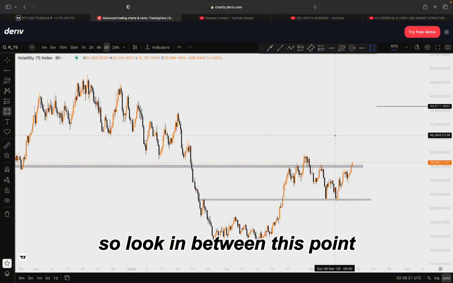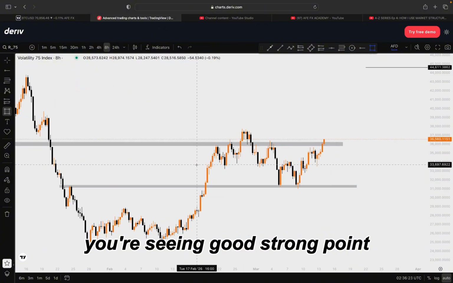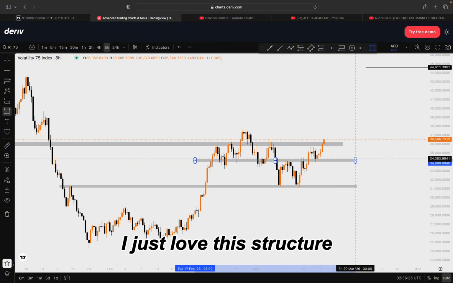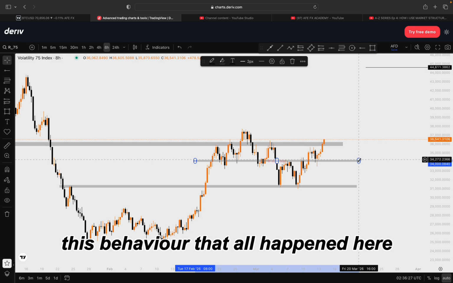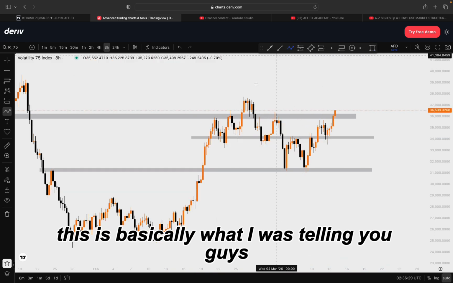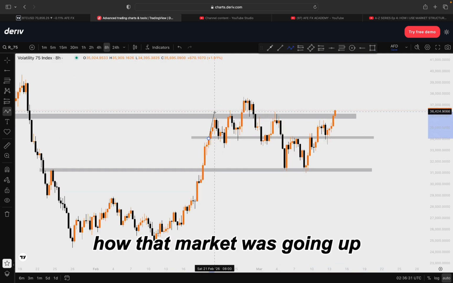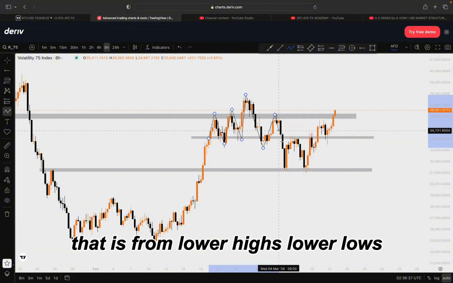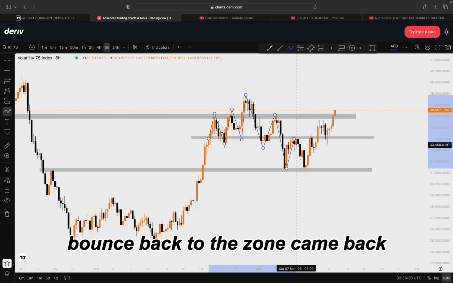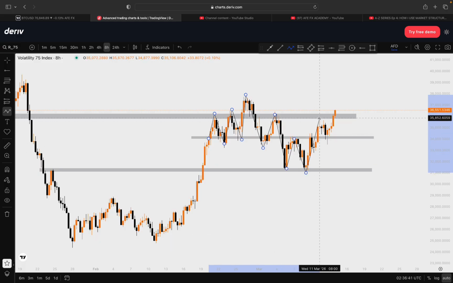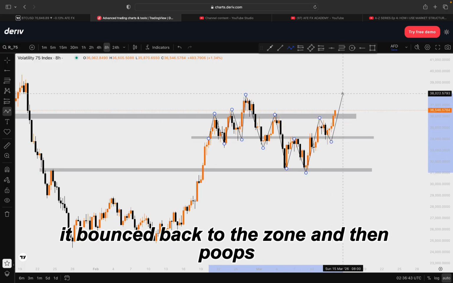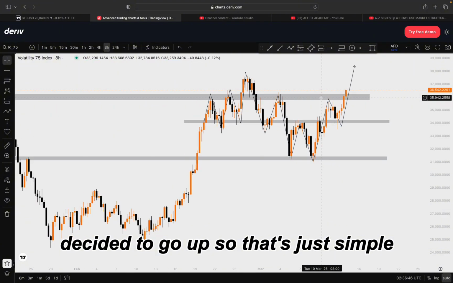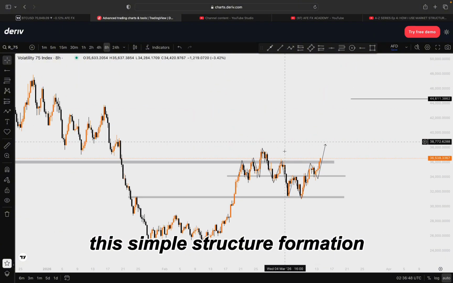So look in between this point, you're saying good strong point. I just love this structure, this behavior that all happened here. This is basically what I was telling you guys, how that market was going up, coming down, higher highs, higher lows, higher highs. It changed character, started from lower highs, lower lows. It bounced back to the zone, came back, it broke the zone. It bounced back to the zone and then decided to go up. So that's just simple structure formation.